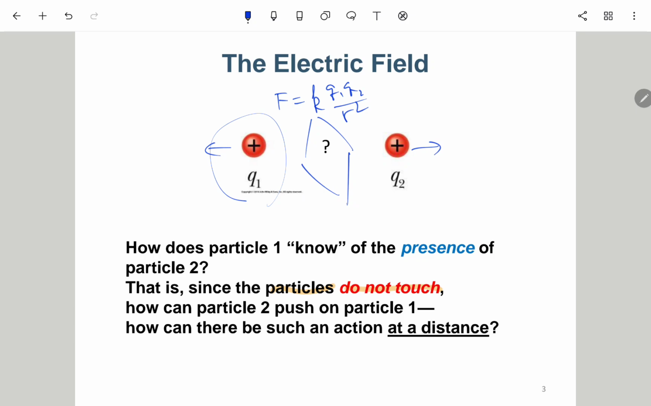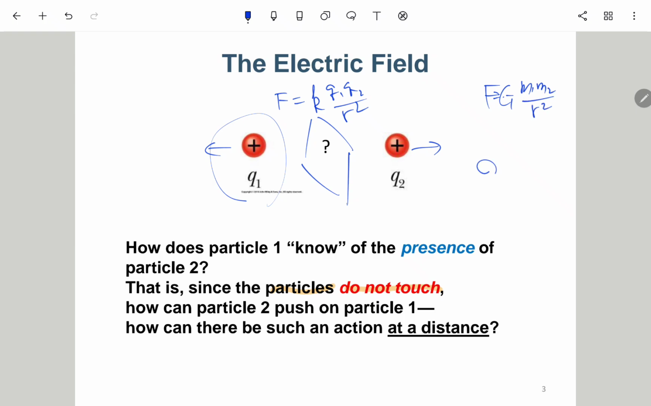So this is a philosophical problem. Here he also asked, how can particle 2 push on particle 1? Similar meaning. How can there be such an action at a distance? Actually this is similar to the gravitational force. For the gravitational force, the idea is similar. The gravitational force is actually F equals G times M1 M2 over R squared.